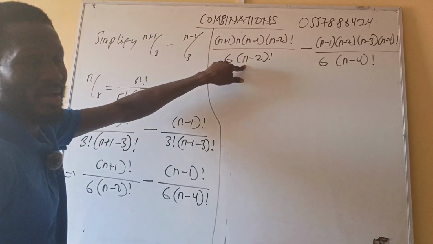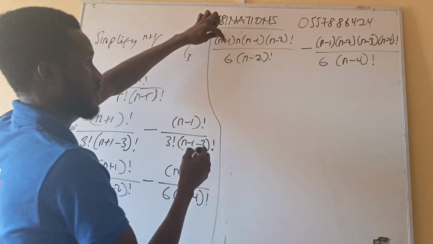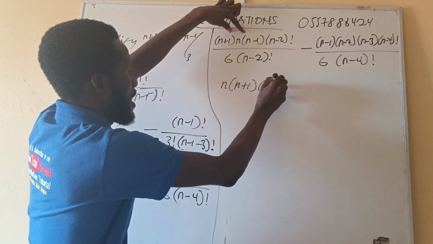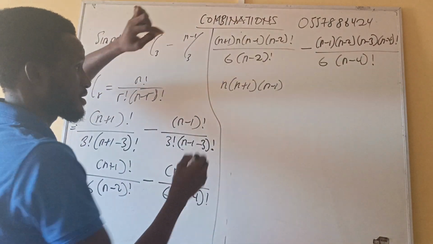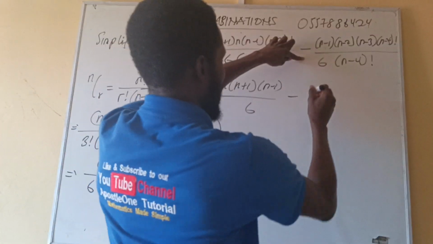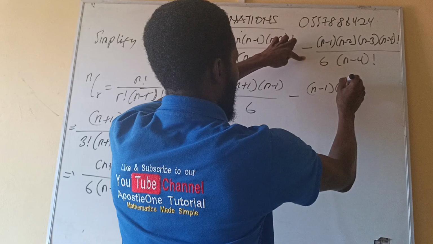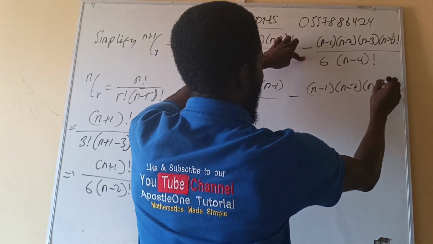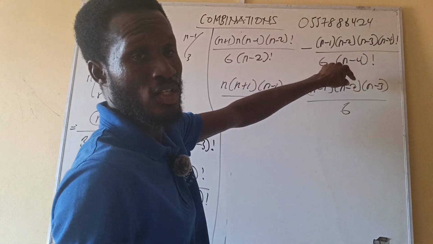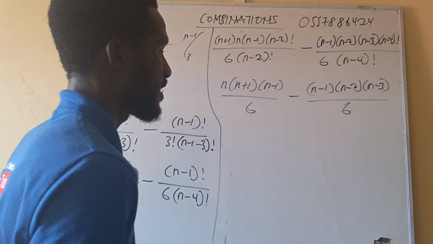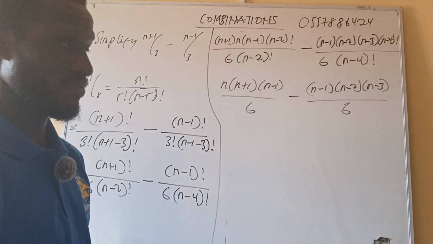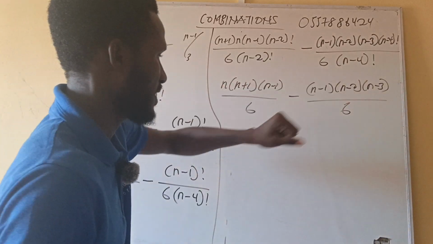Now at this point, n minus 2 factorial will cancel n minus 2 factorial. I'm going to get n plus 1, n minus 1, just trying to rearrange it, divided by 6. Now minus here, I'm going to get n minus 1, n minus 2, n minus 3, all divided by 6, because n minus 4 factorial will cancel n minus 4 factorial. Now we are trying to simplify this. It's about simplification. Now let me try to factorize this one.